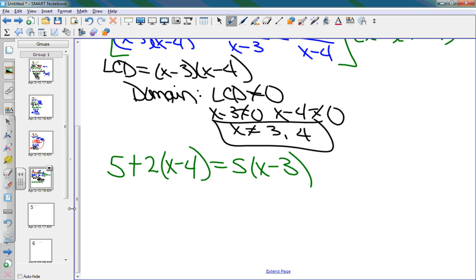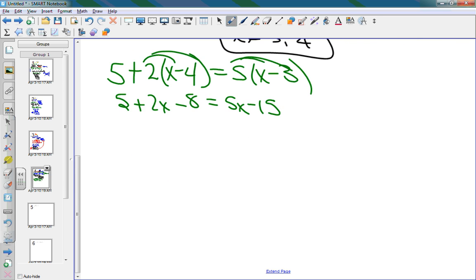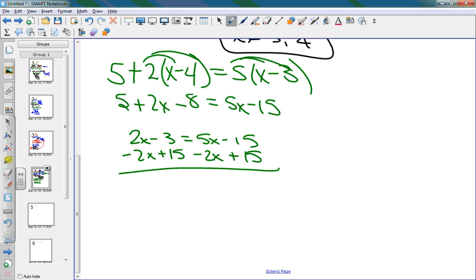Now what? Distribute, and we're going to. 5x minus 15 plus 2x minus 8 is equal to 5x minus 15. All we did is distribute. Combine like terms: 2x minus 3 is equal to 5x minus 15. Subtract the 2x and add the 15. I'm doing that in one step because I can, so that gives me 12 is equal to 3x. And then 4 is equal to x.